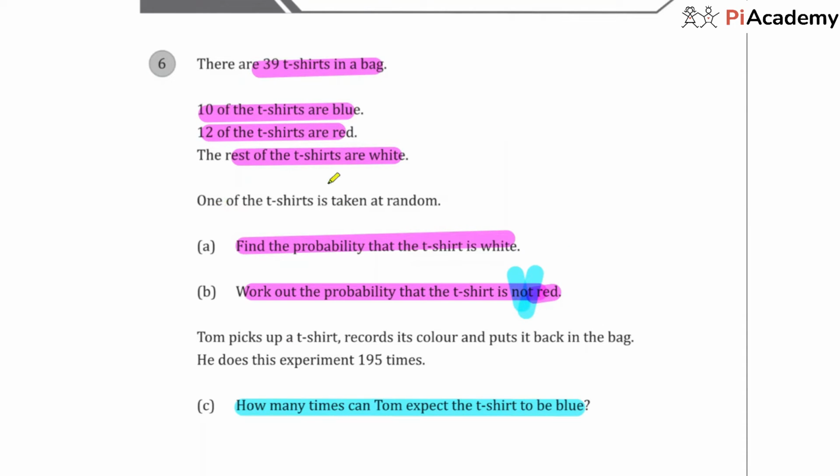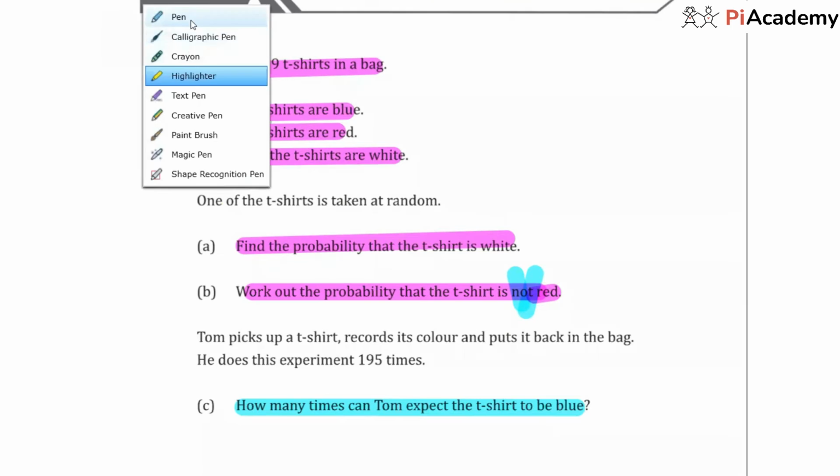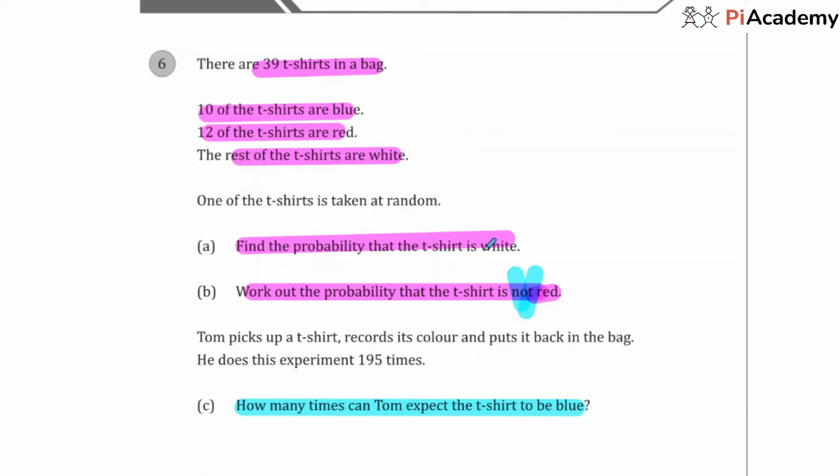Find the probability that the t-shirt is white. So in total there are 39 t-shirts in the bag, and 10 are blue and 12 are red. So the number of t-shirts that are not white is 22. So 39 minus 22 will be white. So 17 will be white. So the probability that the t-shirt is white is 17 out of 39. Wonderful. Good. What is the probability that the t-shirt is not red?